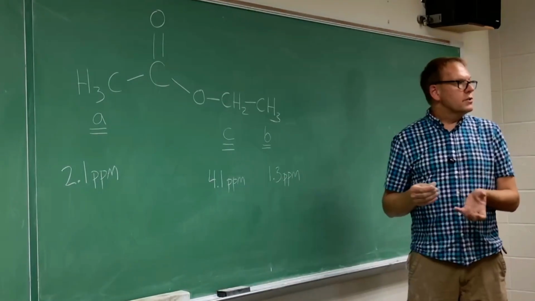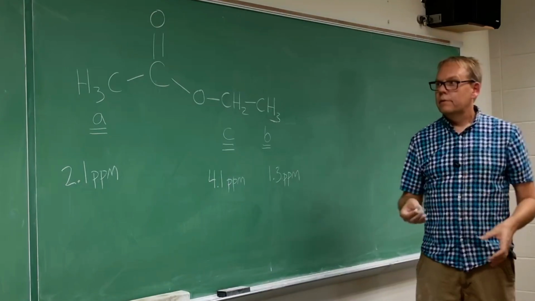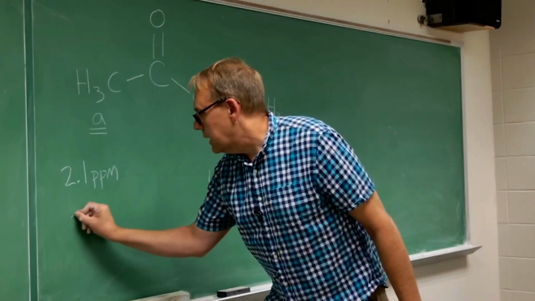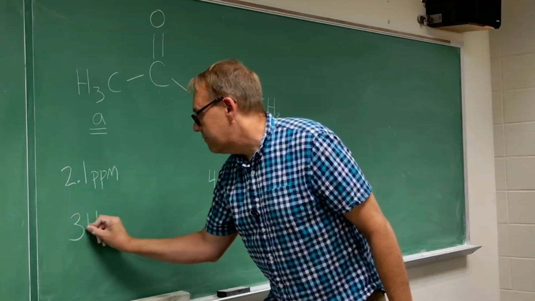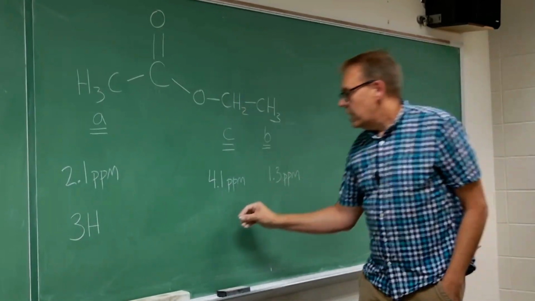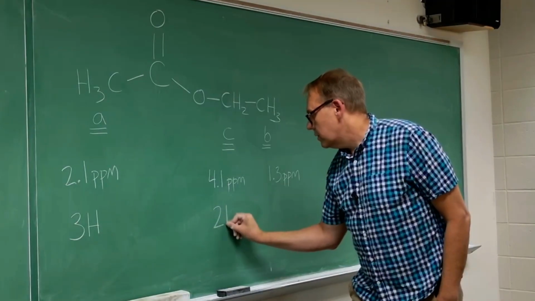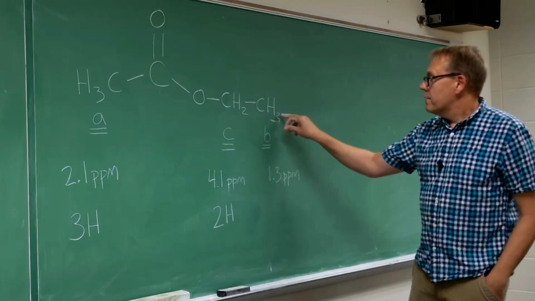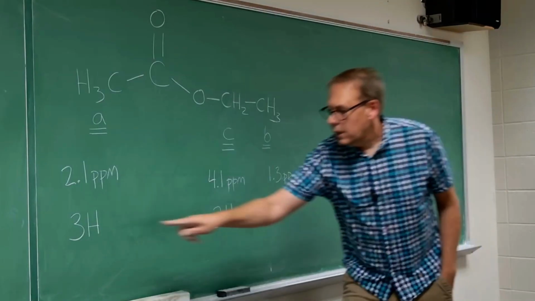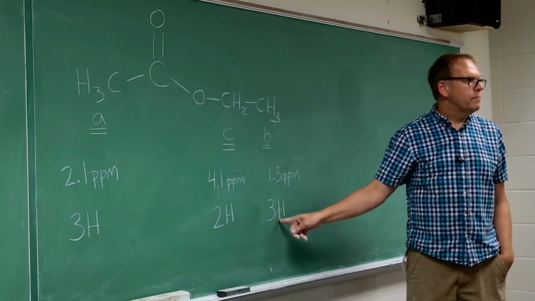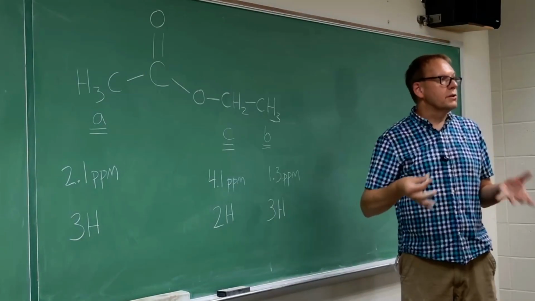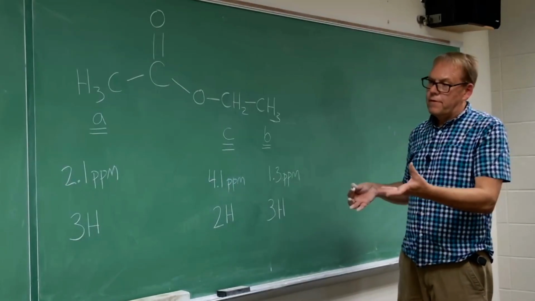Now integrations. How many H's are there going to be? All you have to do is count them. There are three H's here, so we're going to get a signal that's going to have relative area 3. These have area of 2, so I'm going to say 2 H's here. And then there are 3 of this type, so there's 3 H's here. So our signals are going to be in a 3 to 2 to 3 ratio. That's what we'll see for areas. The areas under the peaks are going to be like that.